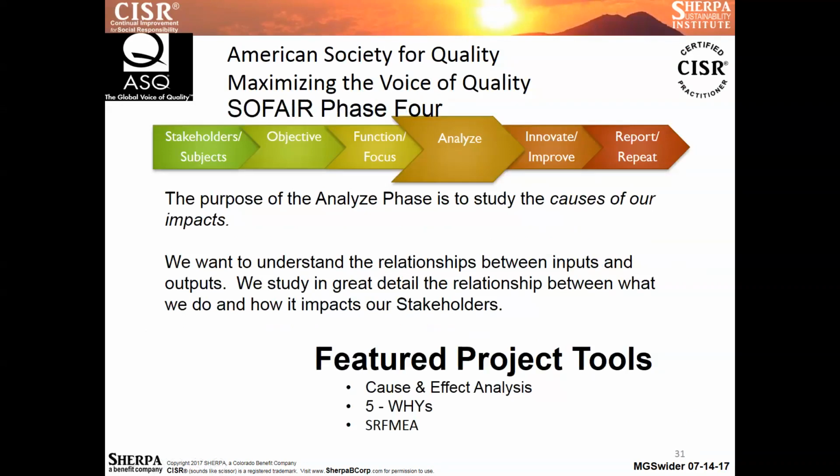Our next step or phase is the analyze phase, which is to study the causes of the impacts. We want to understand the relationship between the inputs and outputs. Remember the Cypress project we did, or a tool that we use? We identify inputs and outputs. So we need to analyze what's going on in the relationship between them. We study in great detail the relationship between what we do and how it will impact our stakeholders. And three of the tools that we use were the cause and effect analysis, the 5 whys, and the FMEA. In this case, we call it SR, for Social Responsibility FMEA. It was a social responsibility project.